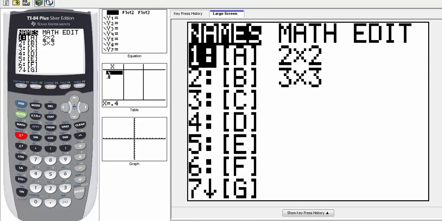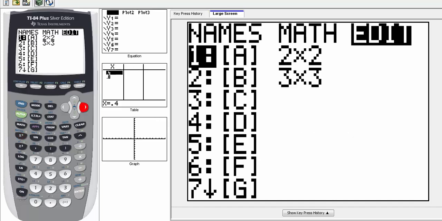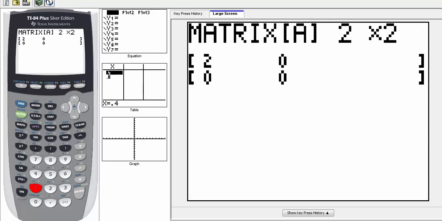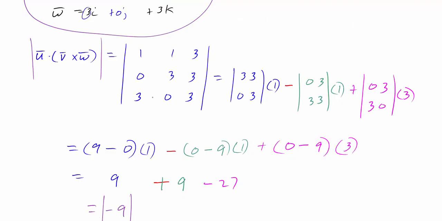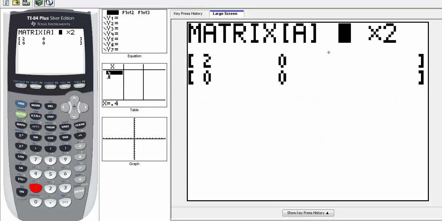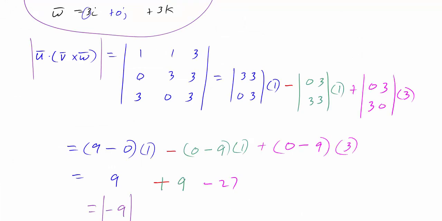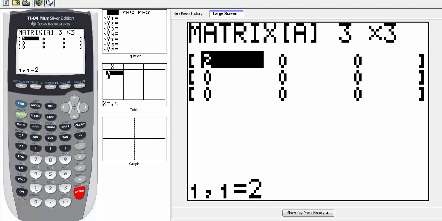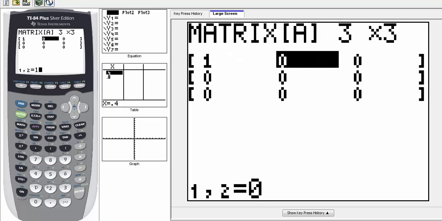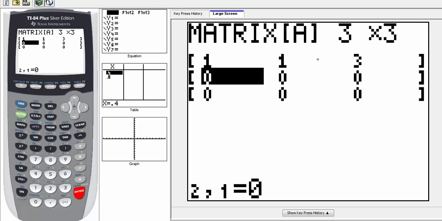and we're going to scroll over with your arrow key to highlight edit, and I want to select number 1, which is A. And we have, if we look at our matrix, remember this is a 3 by 3 matrix, so instead of 2 by 2 we would type in 3 enter 3 enter. So now we have where we can enter 3 rows and 3 columns. So we want to enter in now the 1 1 3, 0 3 3, and 3 0 3. So we're going to go across 1 enter, 1 enter, 3 enter. So there's the first one.